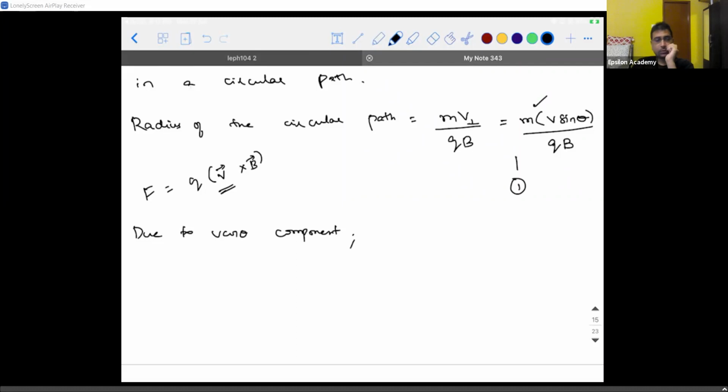The radius of the circular path is what we finished, right? Now I'm asking, due to this V cos theta component, you guys apply the Lorentz force F is equal to Q into V vector cross B vector, and tell me what is going to be the path followed by the particle. Tell me what will happen due to the V cos theta component.